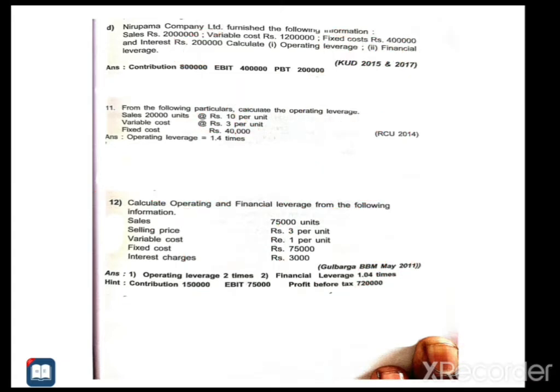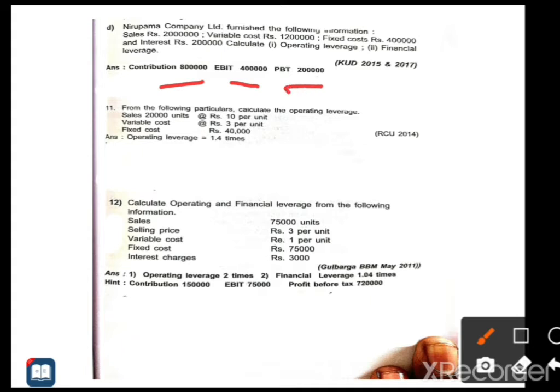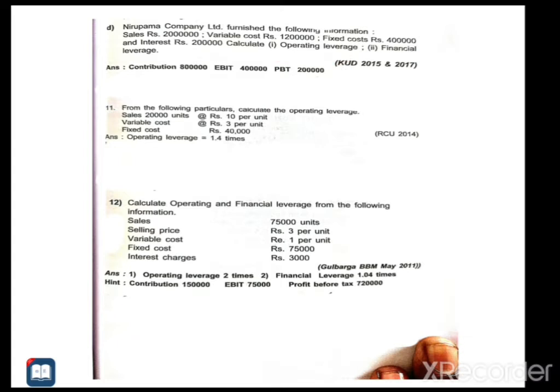And next, the remaining is homework for you. See, they already gave contribution 8 lakh, EBIT 4 lakh, and PBT 2 lakh, and there is no other information regarding the exact answer. So now I will tell you operating leverage is 2 times and financial leverage is also 2 times. Next, this is homework for you.